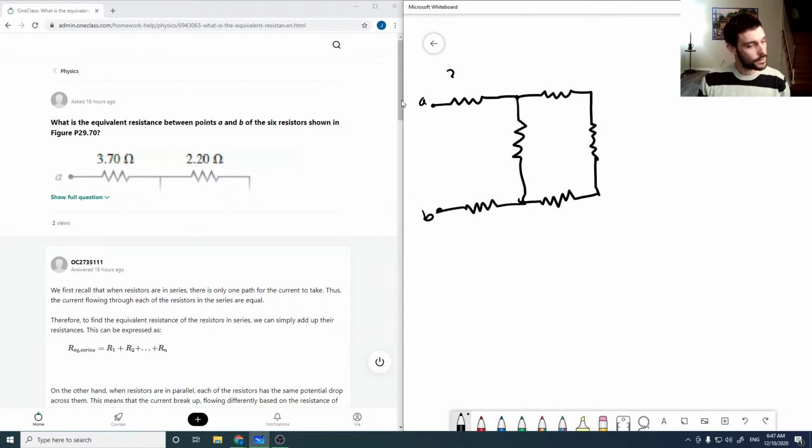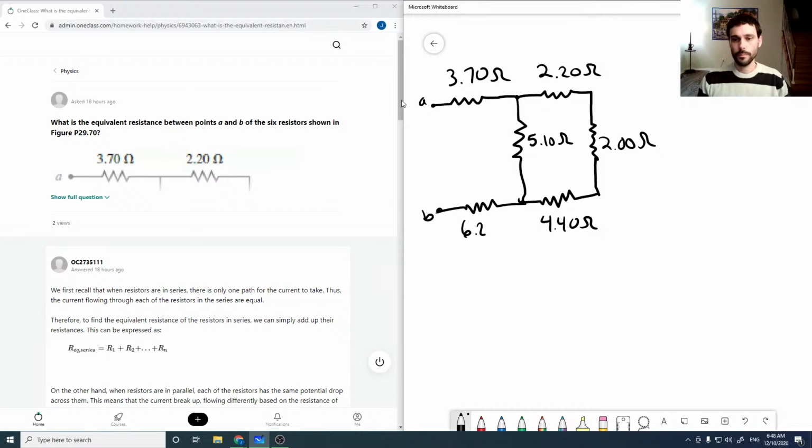We're given that this is 3.70 ohms, 2.20 ohms, 2.00, 5.10, 4.40, 6.20.